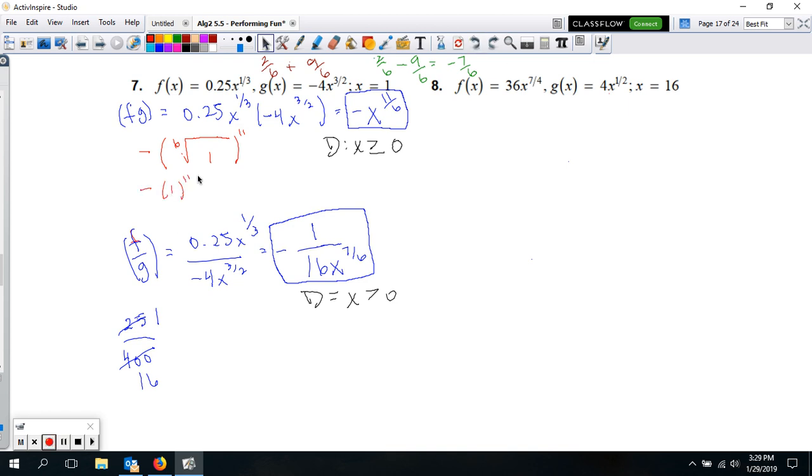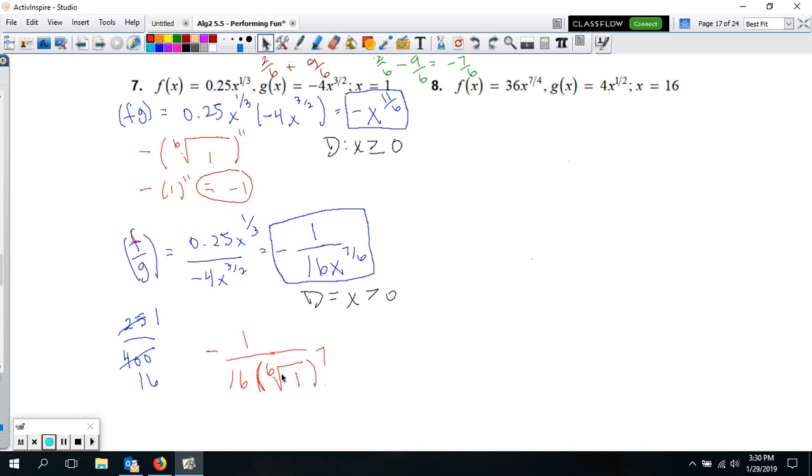That's still 1, and then just 1 times a negative, so the answer is -1 for this one. So the f times g, when you evaluate 1, is -1. And when we do the next one, we'll plug that in just down below here.